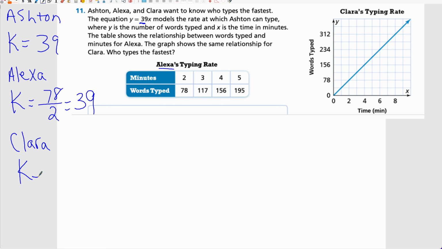And then for Clara, how do I calculate her K value? What do I need from the graph? Just one ordered pair. Same thing. The ordered pair is 2, 78. So that would be 39, same thing there. So who types fastest? Oh, they're tied. They type the same speed. They'll have to figure out another way to compete because this is going to be frustrating if they're looking for a winner.